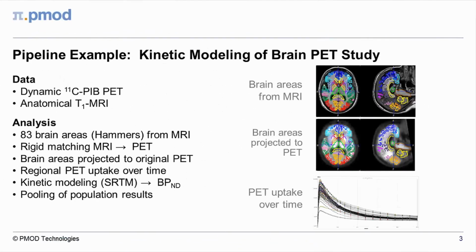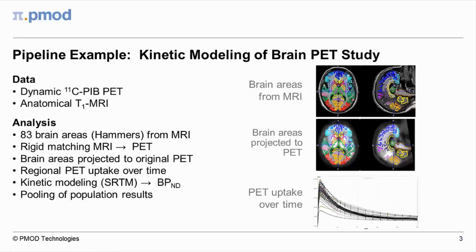This pipeline example processes data from a neurological study. For each patient, a dynamic C11-PIB PET acquisition was acquired to quantify the amyloid load in the cerebral cortex. A T1-weighted MRI was additionally acquired as a reference for the brain anatomy.